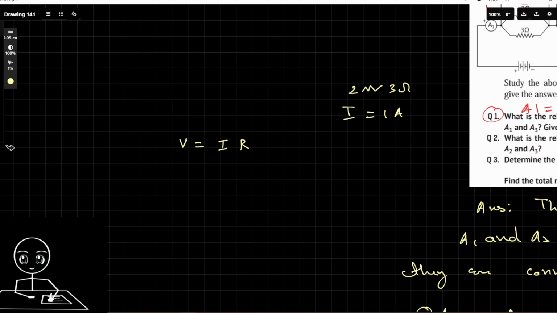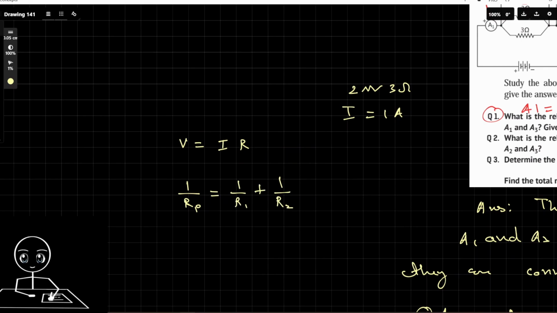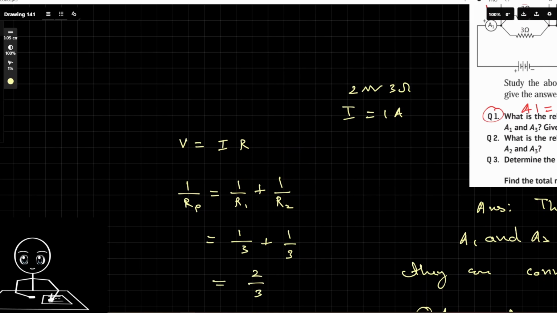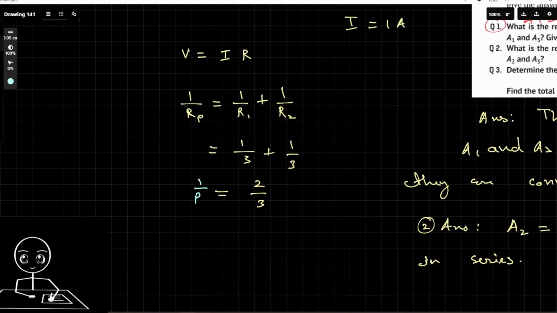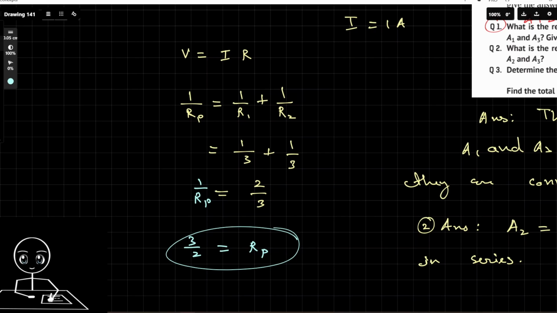Now here these are in parallel. 1 by R in parallel equal to 1 by R1 plus 1 by R2, that's equal to 1 by 3 plus 1 by 3. That's 2 by 3, the value of 1 by Rp. So, let's take the reciprocal. We get 3 by 2 equal to resistance in parallel. So, our value is 3 by 2.